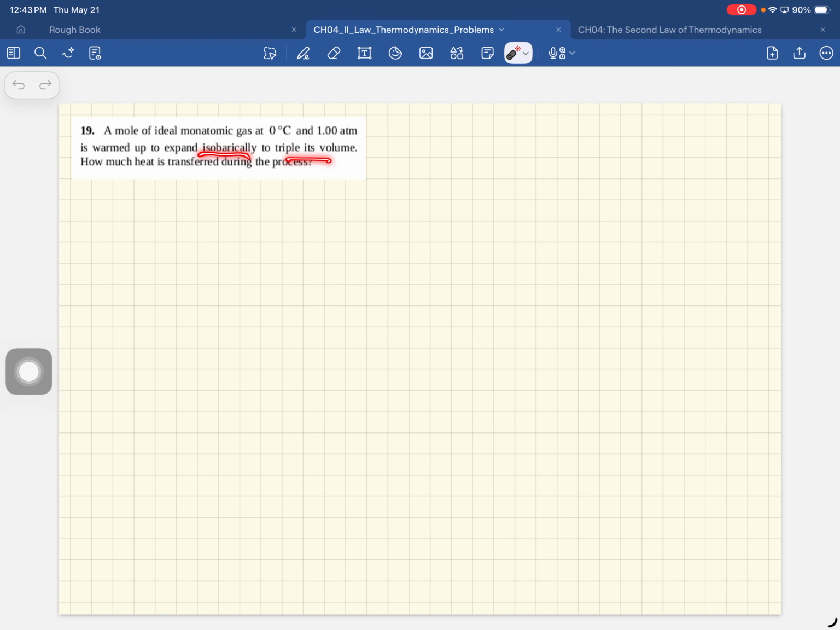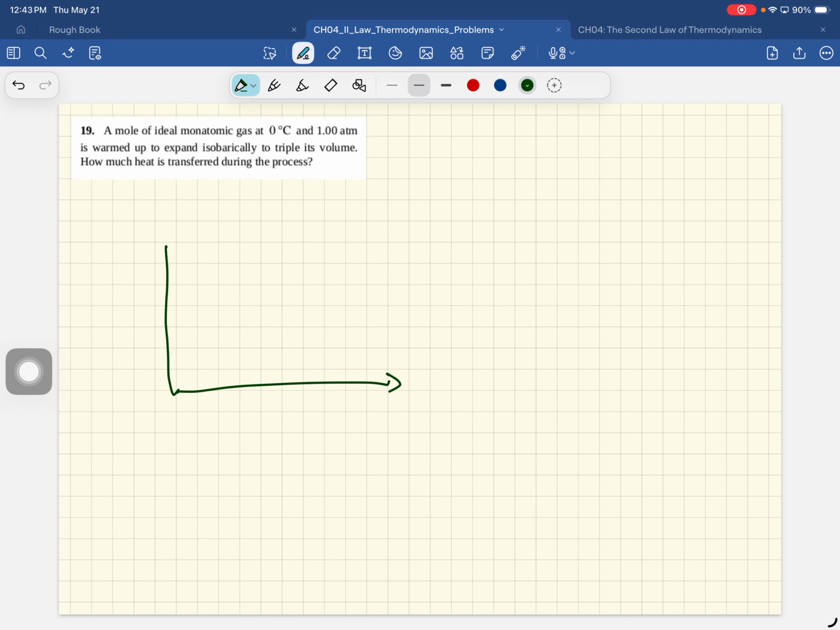Okay, now we can put in the numbers. 5 times 1 mole. R is 8.314 joules per mole per Kelvin. And the initial temperature was 273 Kelvin.